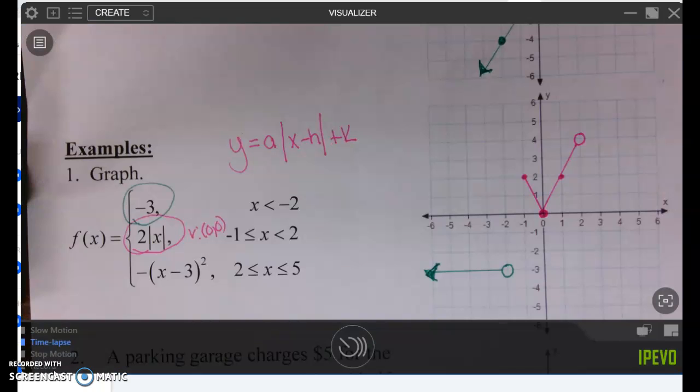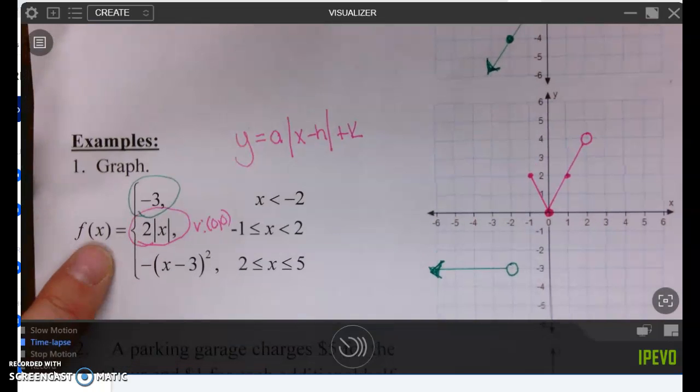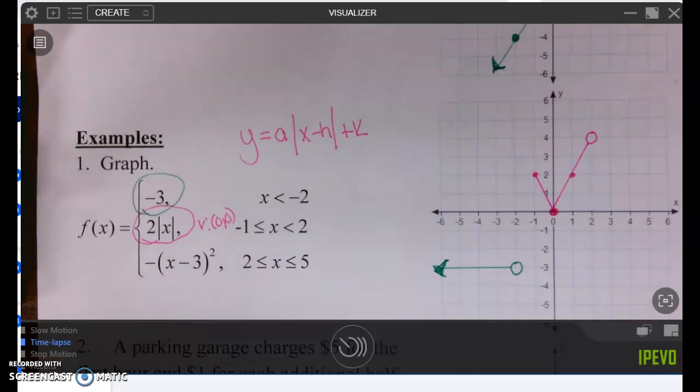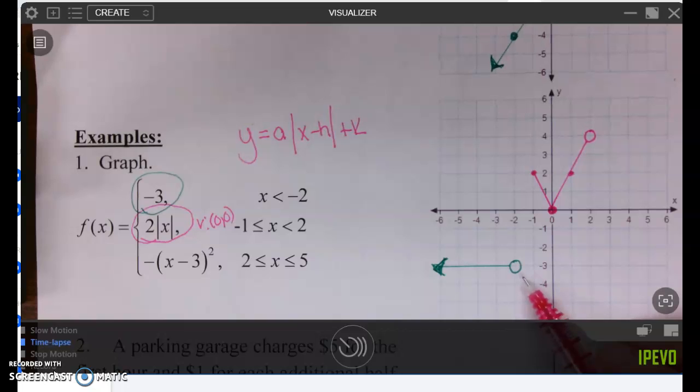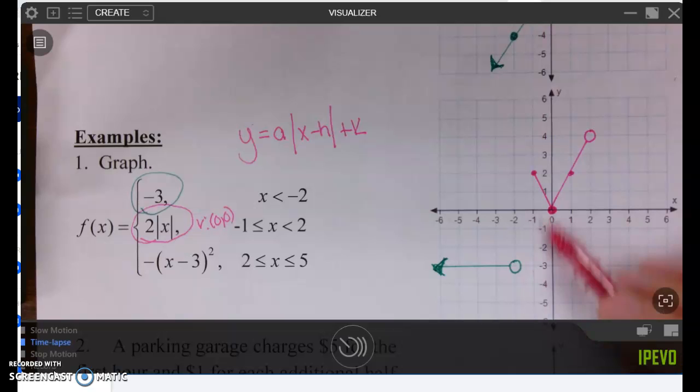So far we have the line part graphed and we have the absolute value part graphed. And notice that we do have a jump here. We have x values starting at -2, and then there's a gap here in our domain where the next x value isn't until -1.